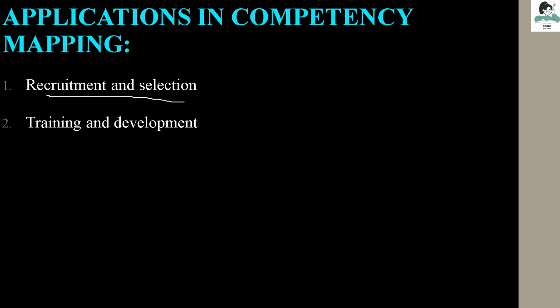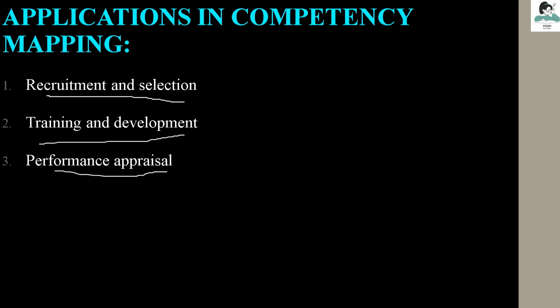Okay. Second one is training and development. Here, competency mapping identifies the gap between the competencies an employee currently has and the competencies required for their job in the organization. Based on this gap, the organization provides training. Okay. Third one is performance appraisal. Employees are evaluated based on the competencies required for their role. So this makes the appraisal process more fair.